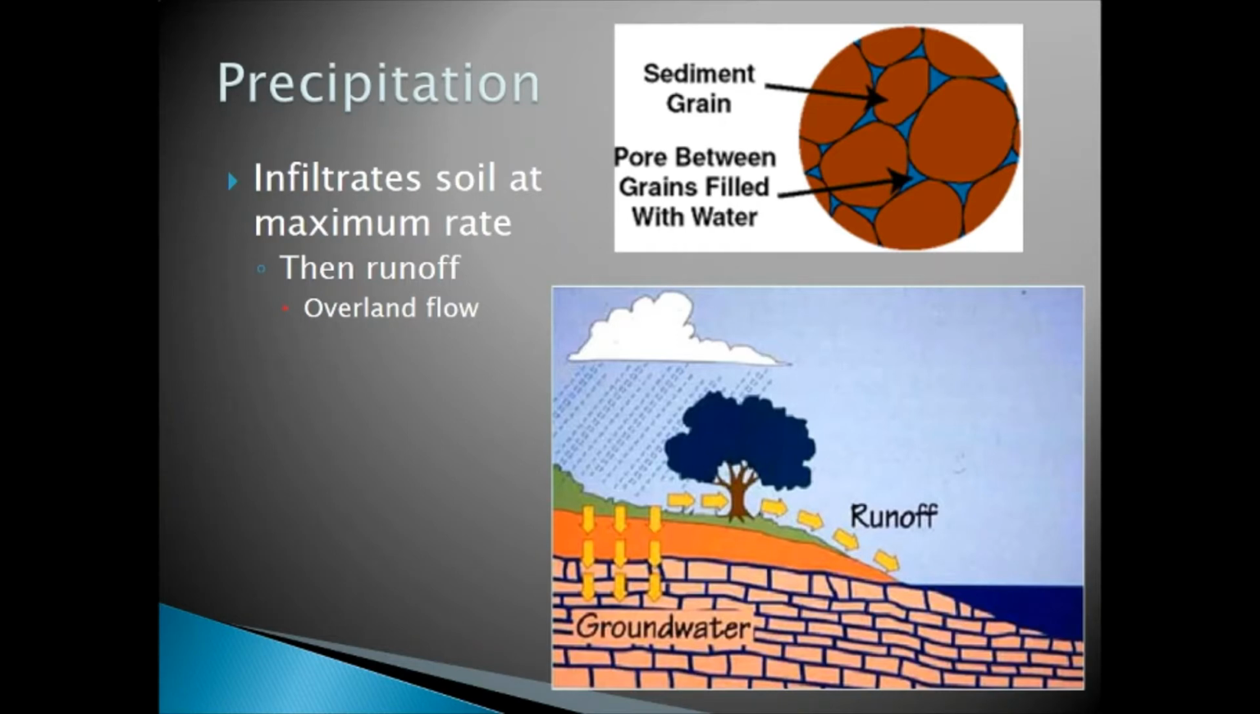So let's talk about rain hitting the ground in a watershed. What happens is it starts to fill up those pore spaces, okay? Those pore spaces are those little areas in between the individual sediment particles. And depending on what type of sediment we have, those pore spaces get filled up faster or slower, okay? So if we have, let's say, a really hard rain, what you get is a maximum infiltration rate, okay?